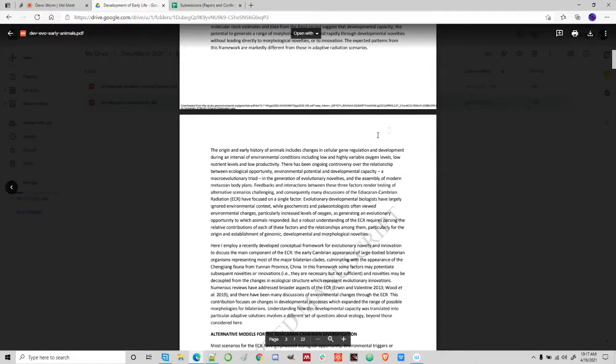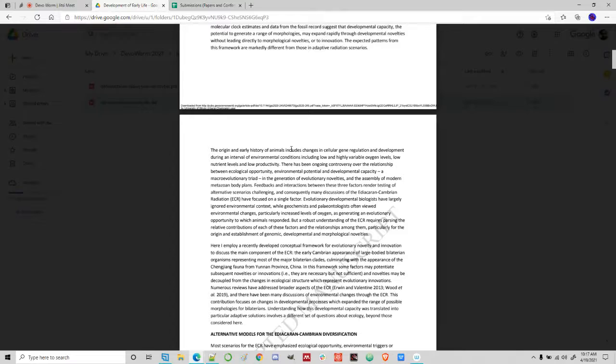And so the origin and early history of animals included changes in cellular gene regulation and development during an interval of environmental conditions, including low and highly variable oxygen levels, low nutrient levels, and low productivity. So there were a lot of these ecological challenges, many more so than, say, the history of life in maybe the last billion years, where you had really big fluctuations in oxygen and in productivity. And so a lot of the organisms that were alive then had to evolve according to those challenges. They had to meet these challenges. And so this is where you get this emergence of not only complex life, but of ecological niches.